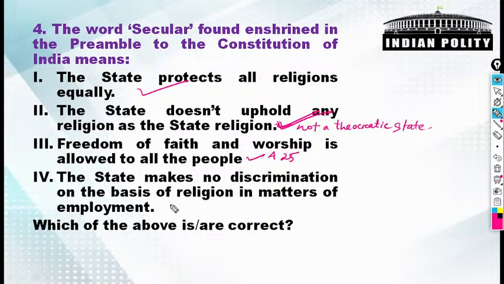The state makes no discrimination on the basis of religion, like Article 15, Article 16. Article 15 says no discrimination on the basis of religion, race, caste, sex, place of birth, place of residence, and descent. So on a number of grounds the state cannot discriminate. One cannot be discriminated against in public employment, irrespective of his religion. So that is also correct. That means statements 1, 2, 3 are correct.